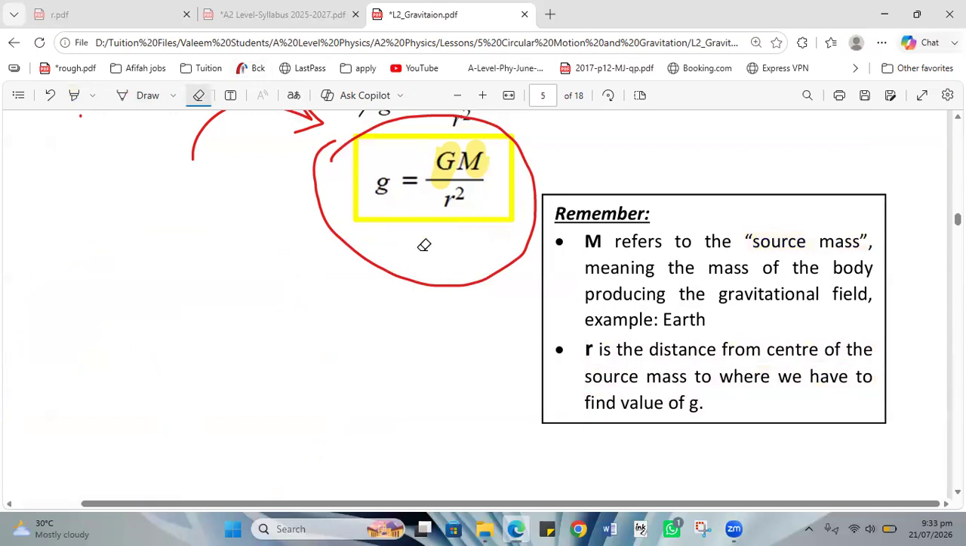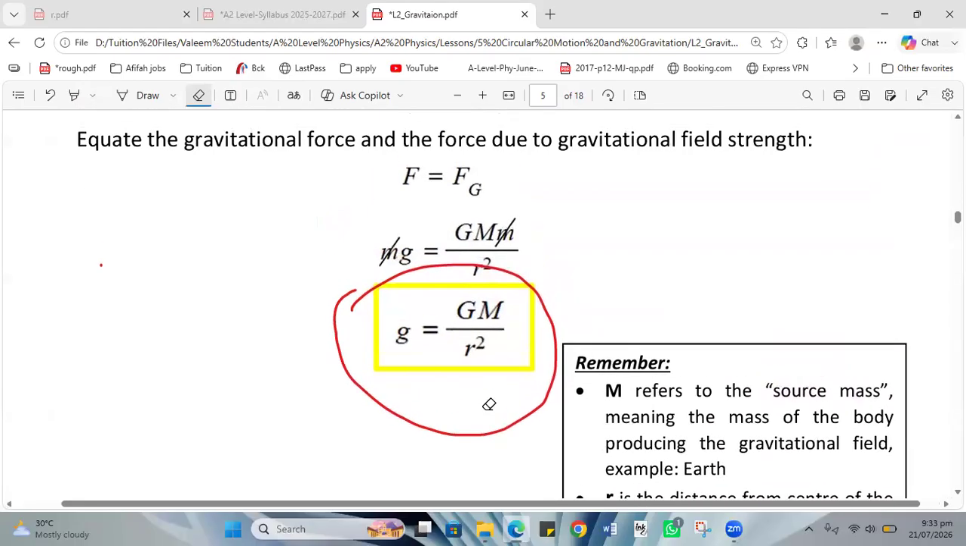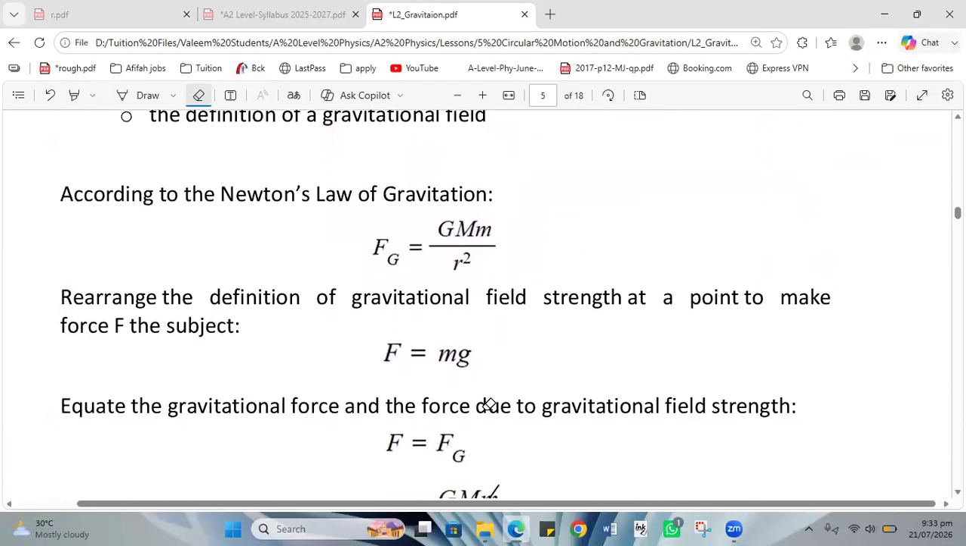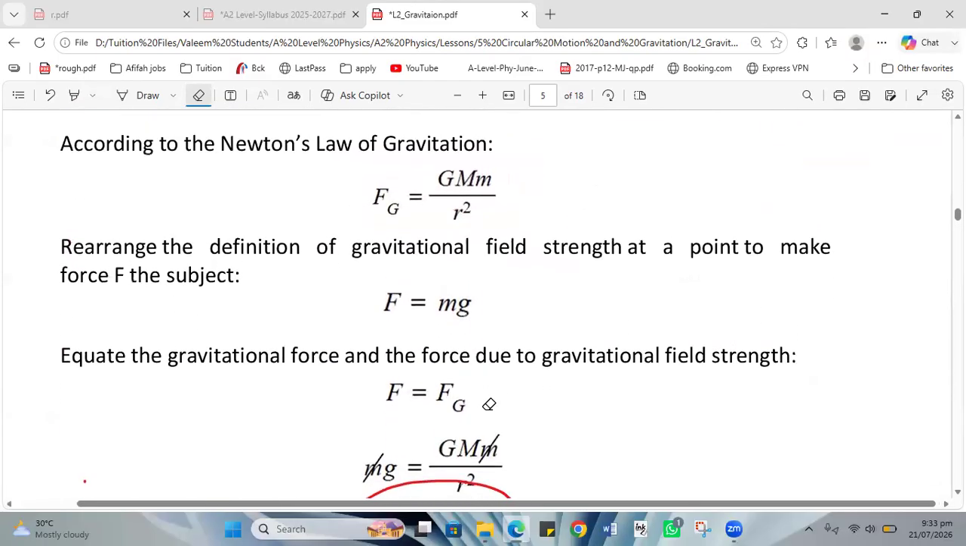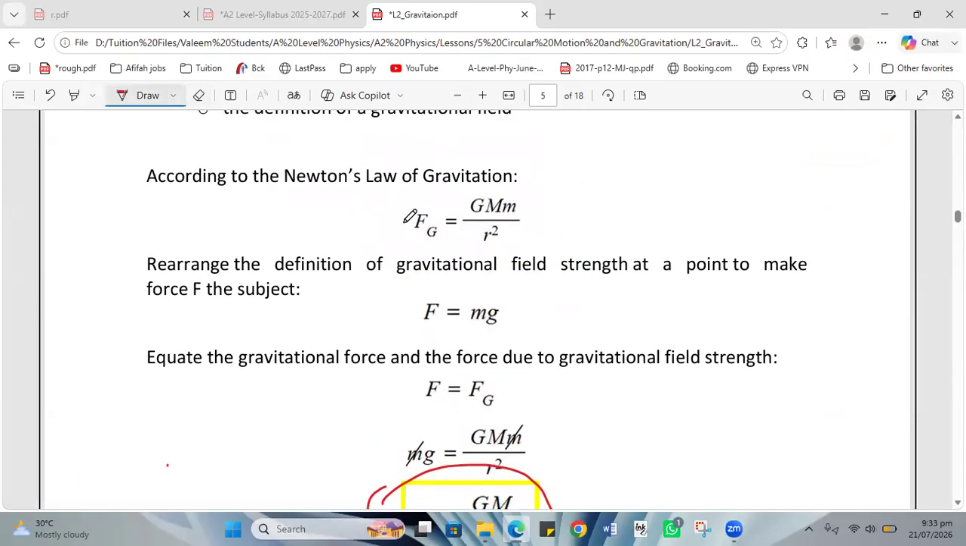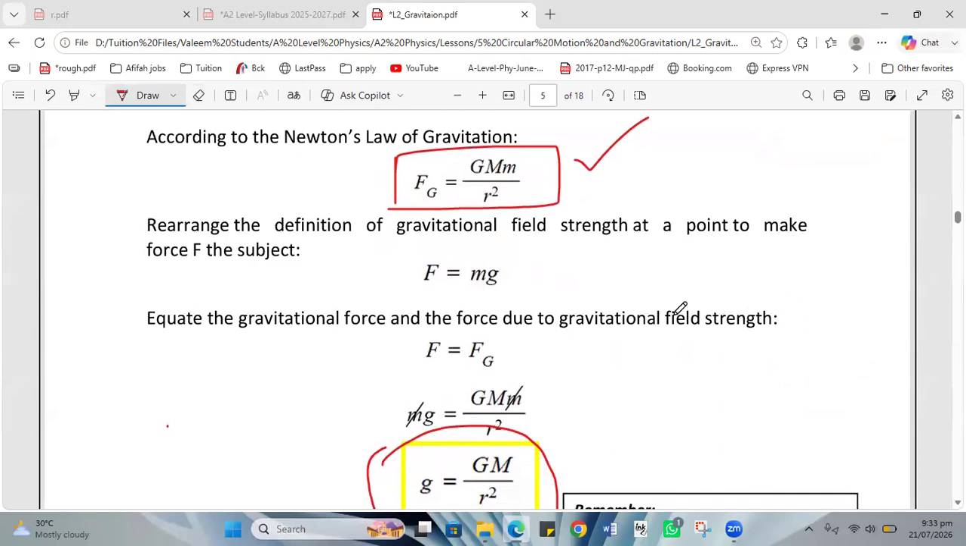Okay. Now, this formula has a derivation that is part of your syllabus. Remember, the derivations that we are doing in class are part of your syllabus. So let's do this derivation. It comes as a question. It could come as a short, maybe 2 marks question. Very simple derivation. So you remember Newton's law of gravitation? It's Gmm upon r square. You also know that F is equal to mg.